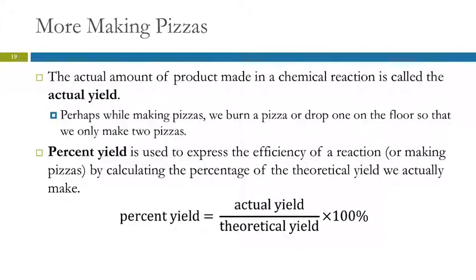Well, the actual amount of product is called the actual yield. So there's the theoretical yield and there's the actual yield. The theoretical yield is what could we get if everything works perfectly?